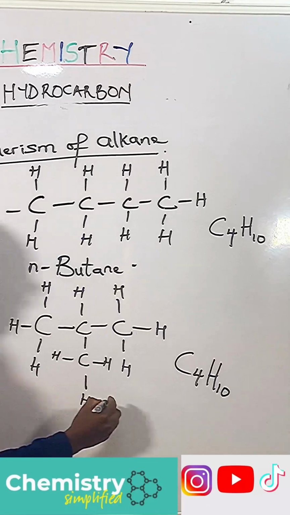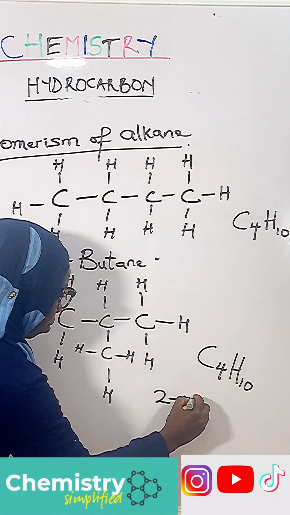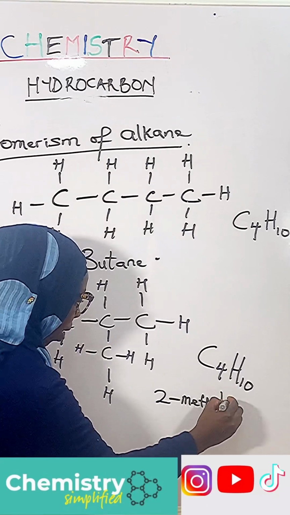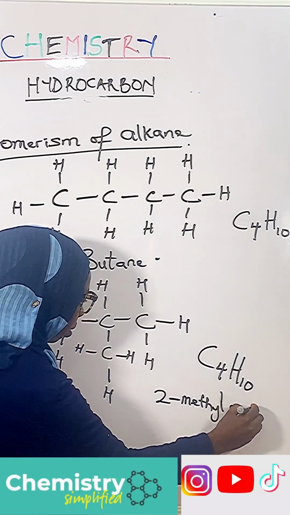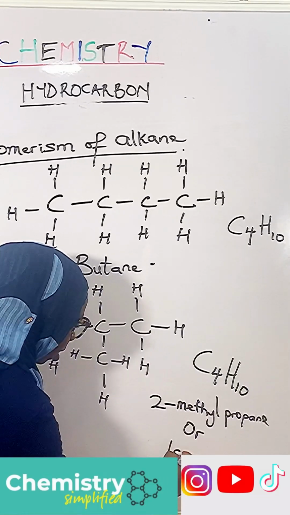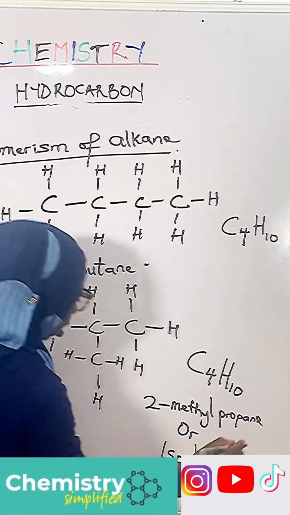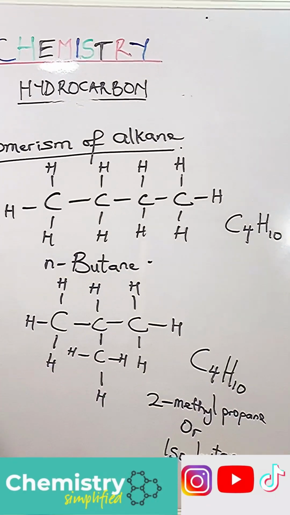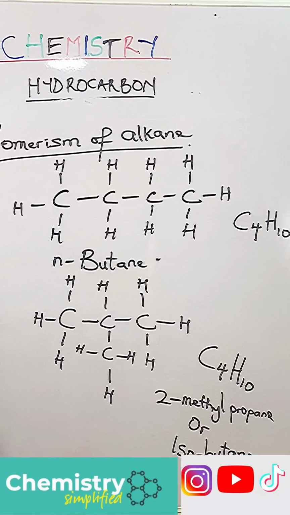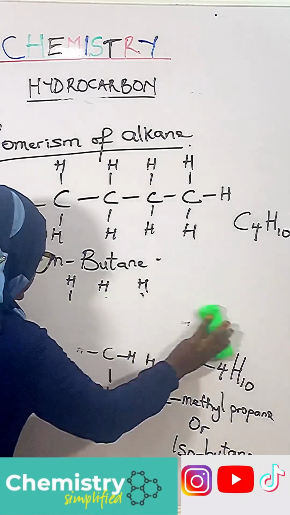Now for this one, it is called 2-methylpropane, or we can also call it isobutane. Isobutane. That is an example of isomerism of alkane. Let me give you one more example before we move on to another thing.